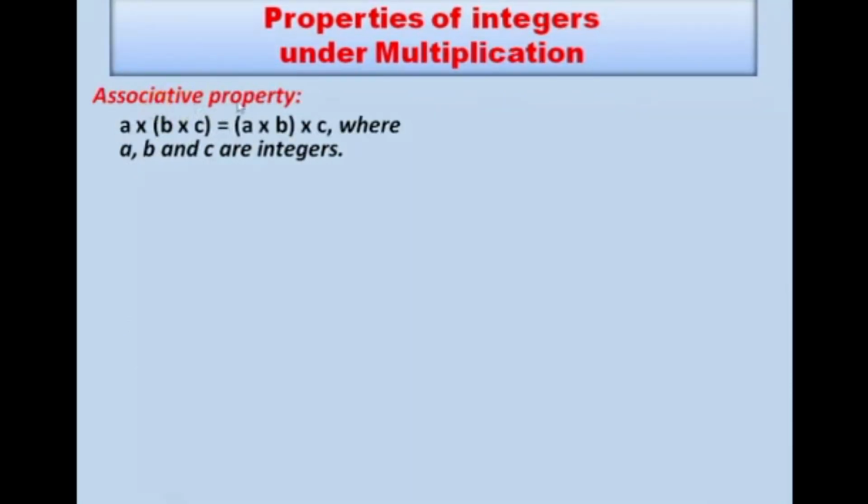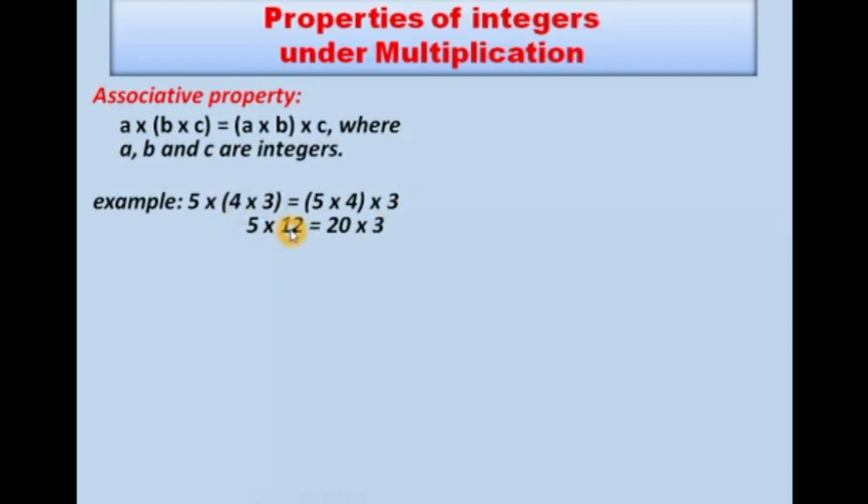Next is associative property. A multiplied with the product of b and c, the value is equal to the product of a and b multiplied with c, where a, b, and c are integers. Let us take a look at this example. Integer 5 is multiplied with the product of integer 4 and 3. The value is equal to the product of integer 5 and 4 multiplied with integer 3.